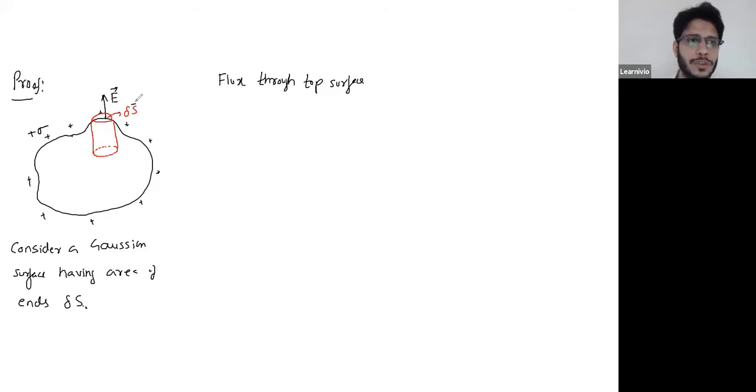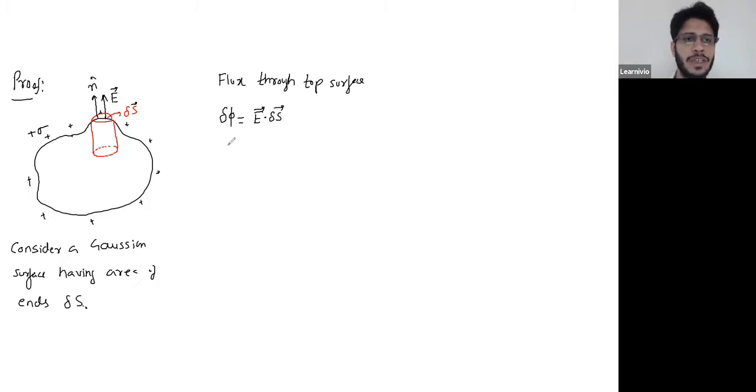The direction of the top surface is perpendicular to the surface as area vector. This we did in chapter number 1 in Gauss law. That direction of area vector is always perpendicular to the area. So this area vector and electric field are acting in same direction. So flux through top surface, let's call this flux as delta phi. This flux is E dot delta S.